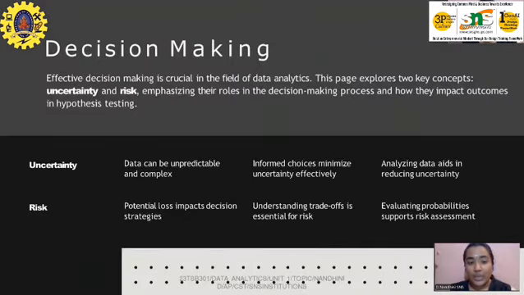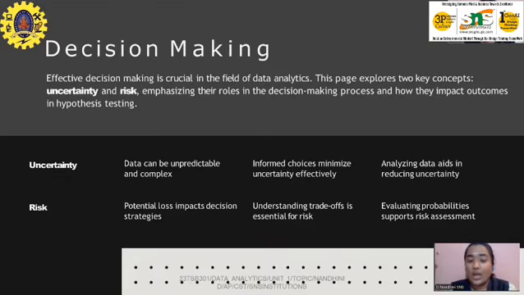Next is decision making. In decision making, we have many uncertainties and many risks. So this field is very crucial, and it can be explored through uncertainty. What are the uncertainties we will be exploring? First, data can be unpredictable and complex, so we cannot predict how the data will behave. Next, the information we choose must have minimum uncertainty and be effective. Third, analyzing the data aids in reducing uncertainty. So uncertainty is of three types, and we have seen these three types.